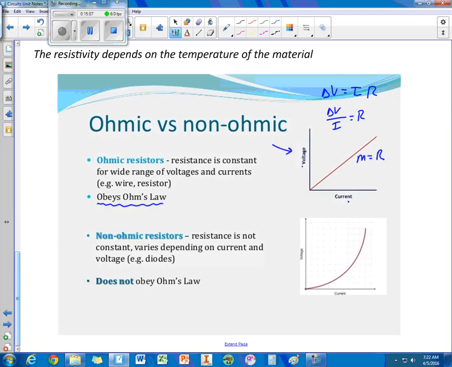A non-ohmic resistor then is one that the resistance changes, and it's very, very dependent on heat or temperature. Diodes are an example, also light bulbs. Light bulbs do not obey Ohm's law very well. They do to a certain degree, but as they get hotter, it changes. So for this one, notice that if I were to make a voltage versus current graph, that the resistance changes. This looks like a parabolic relationship. It doesn't have to be parabolic, but it does change.